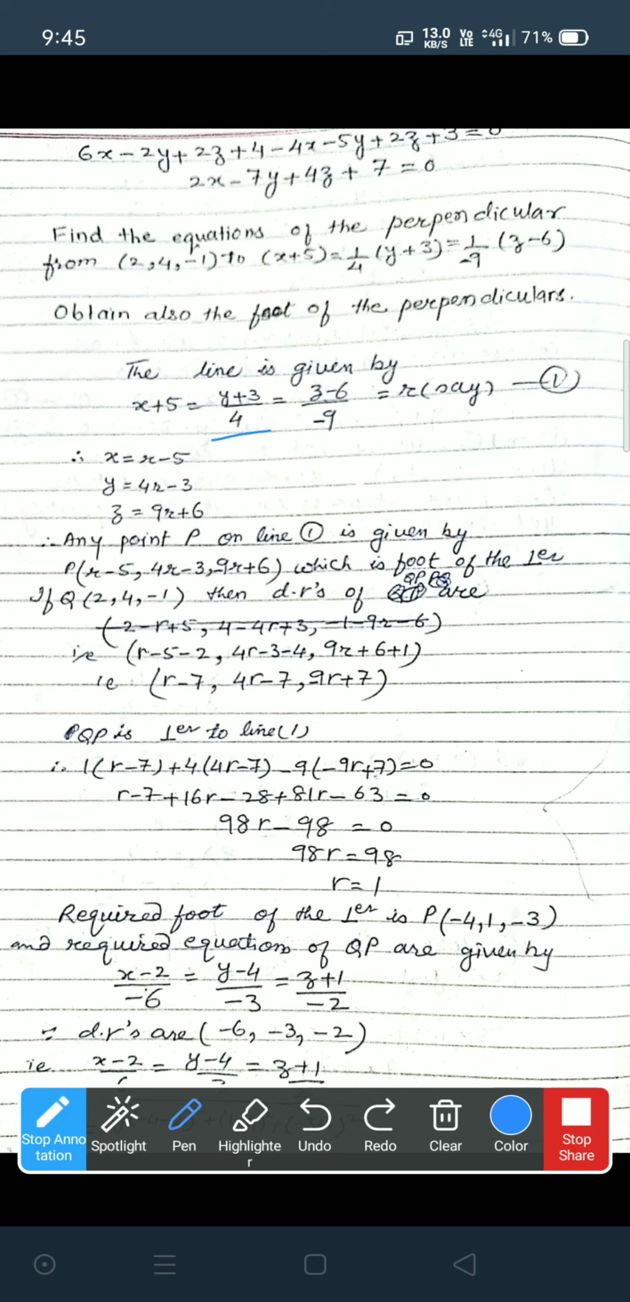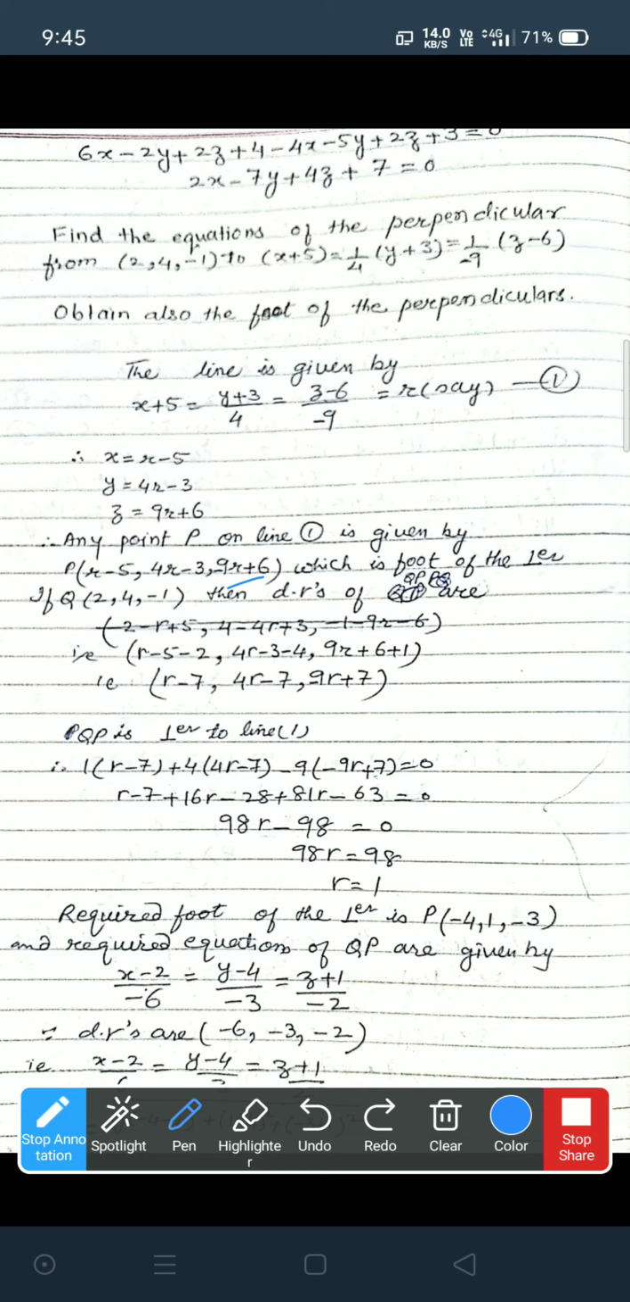y plus 3 by 4 is equal to r. So y is equal to 4r minus 3, and z is equal to minus 9r plus 6. So any point on line 1 is given by P equals r minus 5, 4r minus 3 and minus 9r plus 6, which is the foot of the perpendicular.